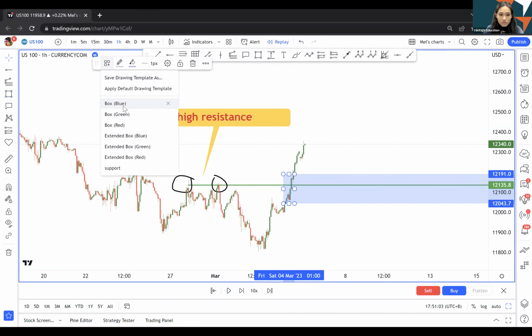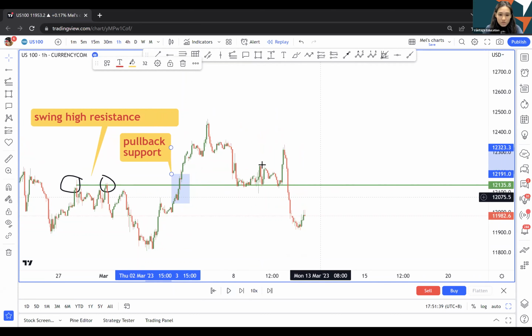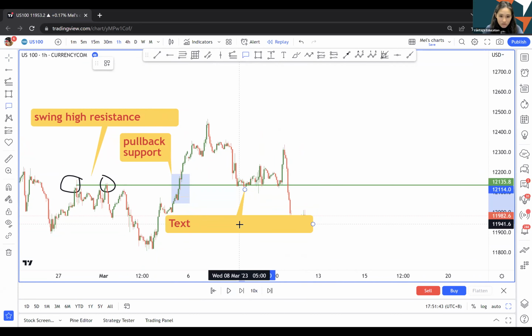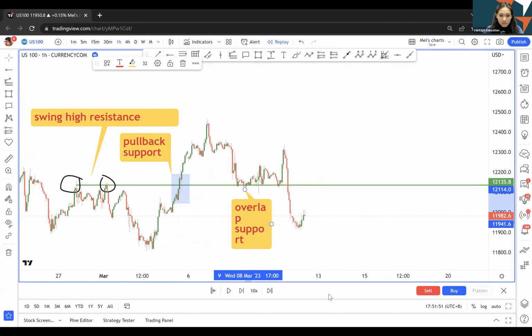If we press play, we see how it goes. So we see it retrace. And it actually retraced for quite a while, as you can see over here. So at this retrace level, this is an overlap support. And then it pulled back again, making it a pullback resistance.